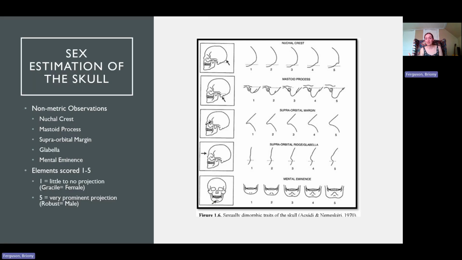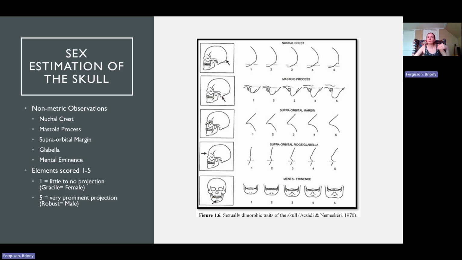All right, moving on to sex estimation. The first method that we're going to look at is using the skull. I think this is probably the most fun methodology to use for estimations. And it's also fairly simple, so you guys should be able to get some idea of what you're doing and feel pretty confident in it. Now again, these are going to be morphological traits. These are things that we can see.